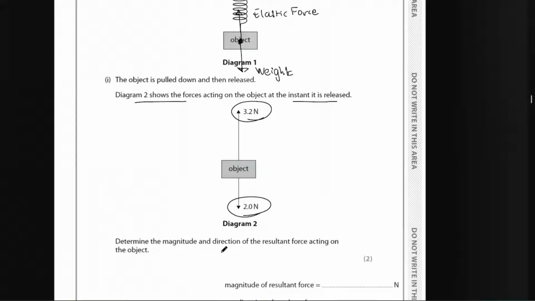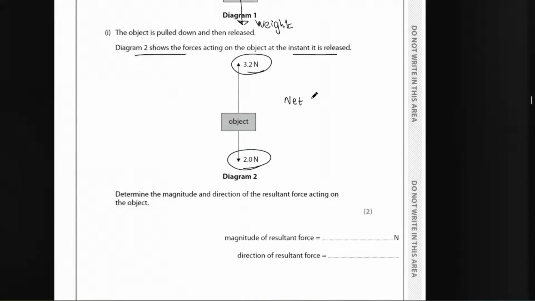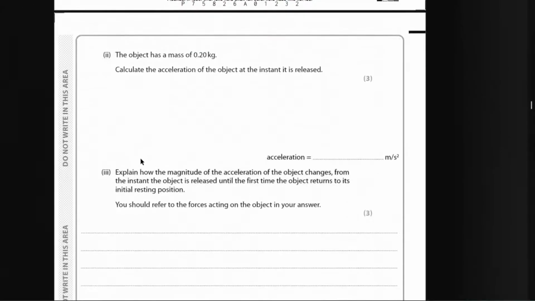The question is, determine the magnitude and direction of the resultant force acting on the object. So net force equals 3.2 newtons minus 2.0. That gives us 1.2 newtons. And so the magnitude is 1.2 newtons. The direction of the resultant force is upwards. So we should write upwards here. Okay, let's move on to the next question.